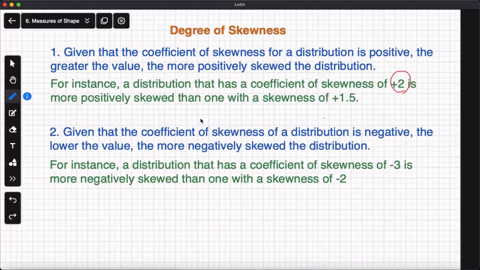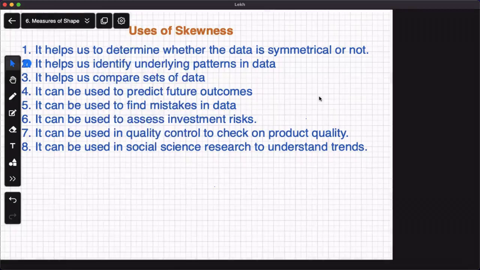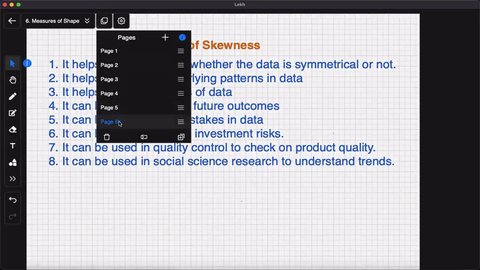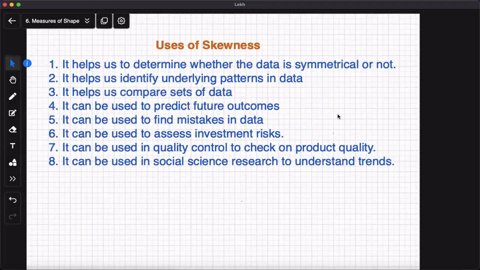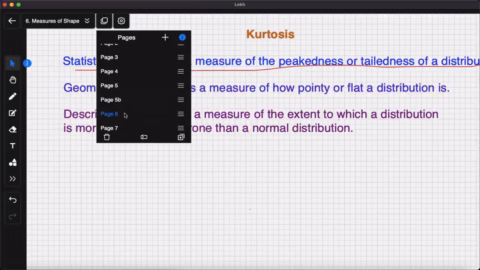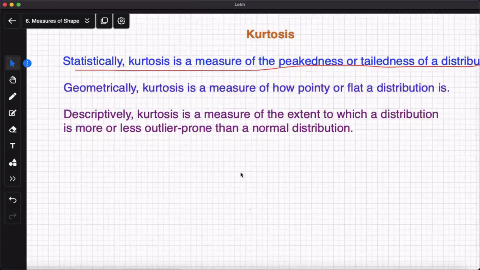Now, assuming that the distribution is negatively skewed, then the lower the value, the more negatively skewed the distribution. For instance, a distribution that has a coefficient of skewness of -3 is more negatively skewed than one with a skewness of -2. So please take note of that. So these are the uses of skewness. All right, so we can move on. You can pause it to see them well if you want to write them down.